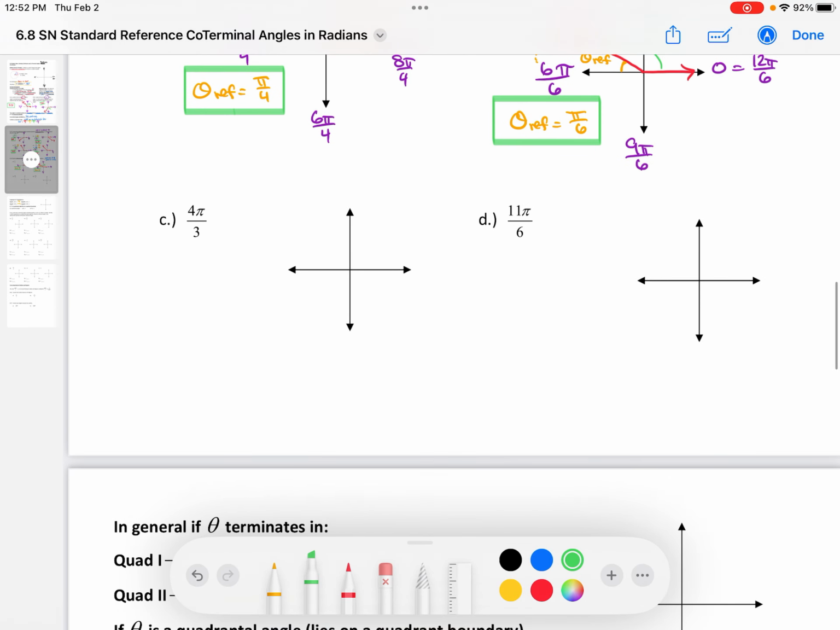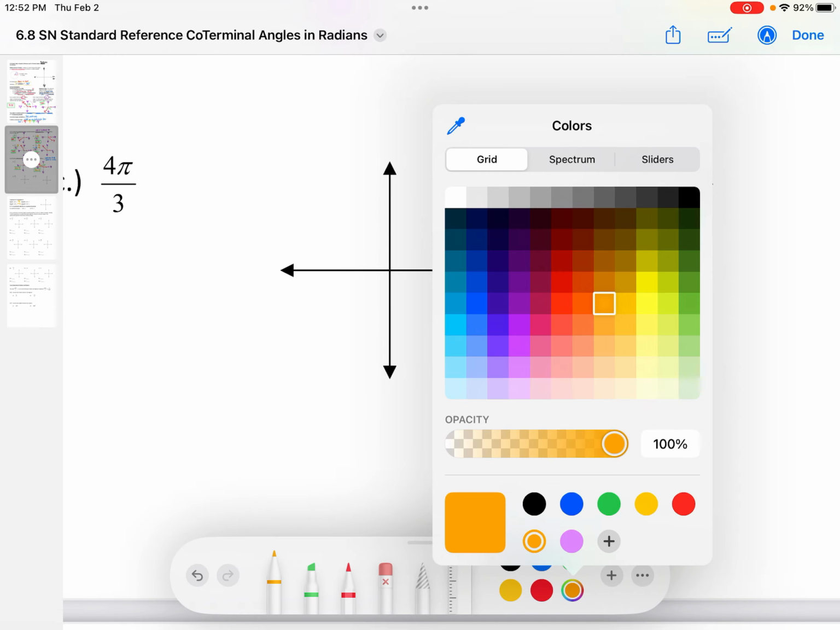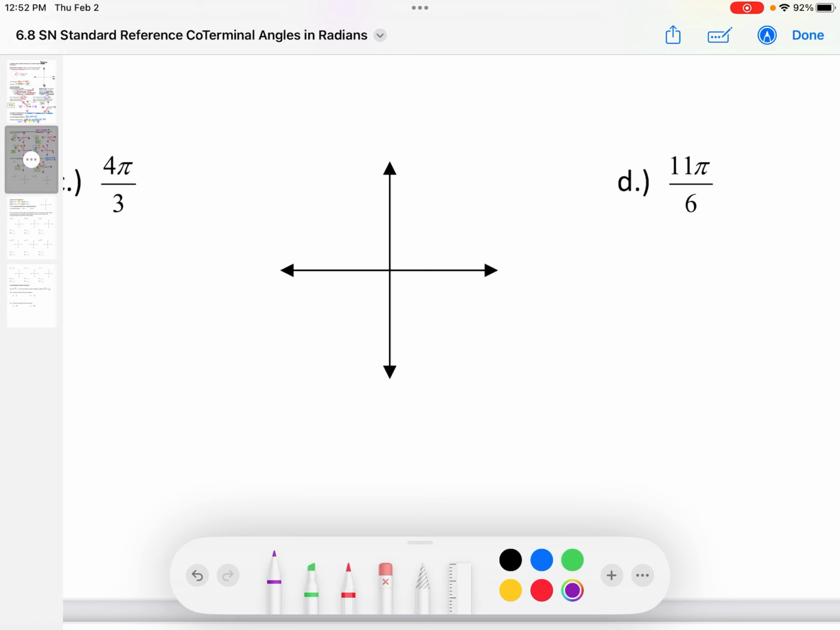Let's go to C. We have 4 pi over 3. So we'll number this axis based on a denominator of 3. 0's on the right, 3 pi over 3 on the left. Feels weird, but half of 3 is 1.5. 1.5 pi over 3, 3 pi over 3, 4.5 pi over 3, and then 6 pi over 3.